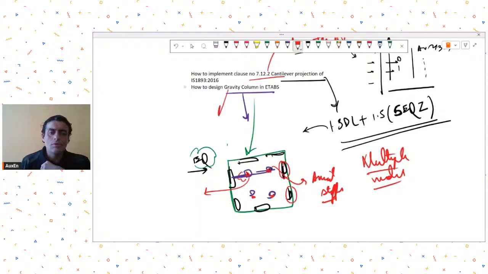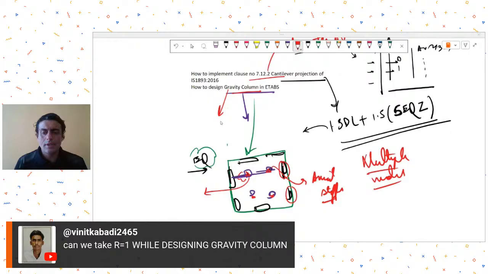So I'll answer this question in the next week's episode. I'll think of a better way to answer it. In one of our courses, we have covered the issue of gravity columns, where we had made multiple models. But I will think about it and present it in a better way next episode. So put this question in the Google form for next episode also. Okay, is this clear?